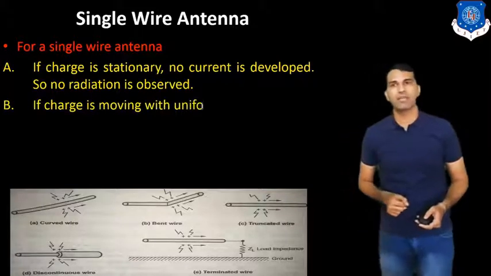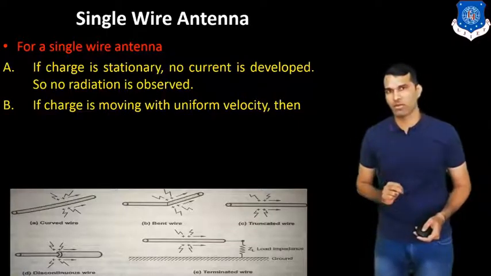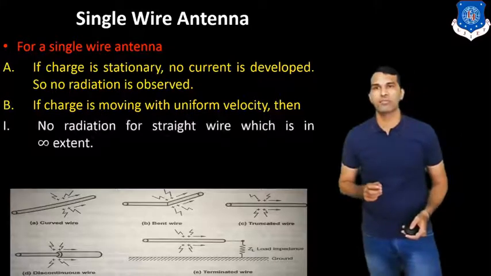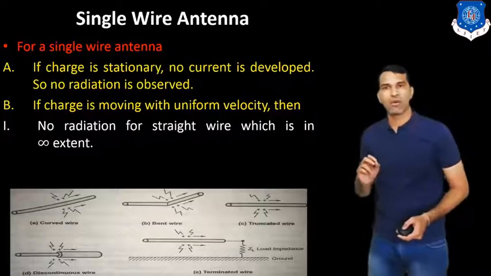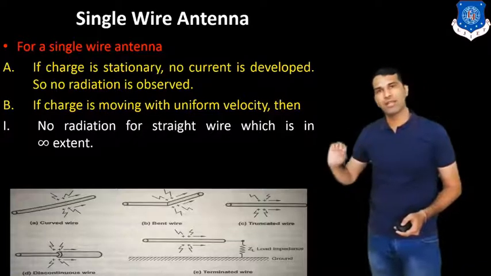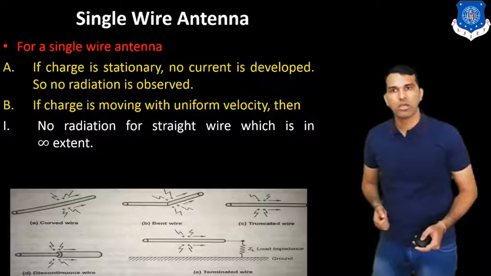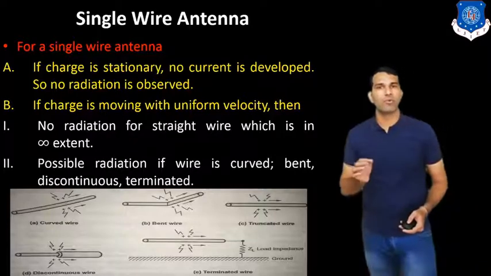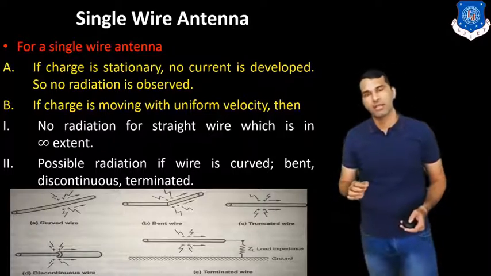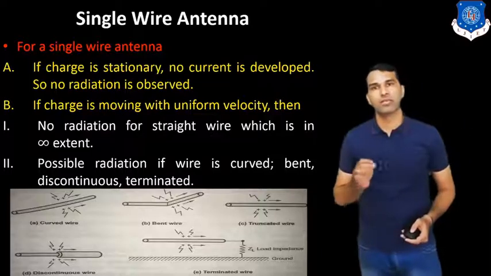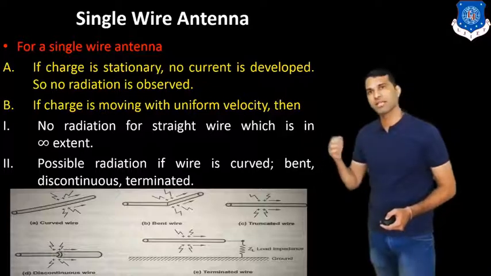The second case is if the charge is moving with uniform velocity, then also two cases come to mind. The first case is no radiation for a straight wire of infinite length. The wire is straight and of infinite length, so at that time no radiation is produced. Radiation is possible if the wire is curved, bent, discontinuous, or terminated. So this is the condition for radiation in the single wire antenna.